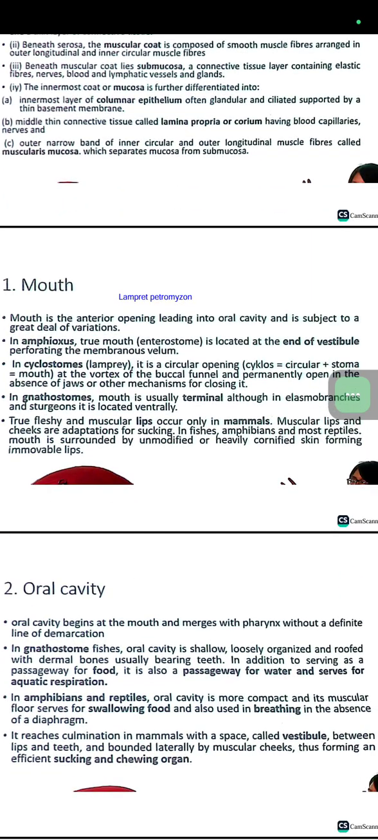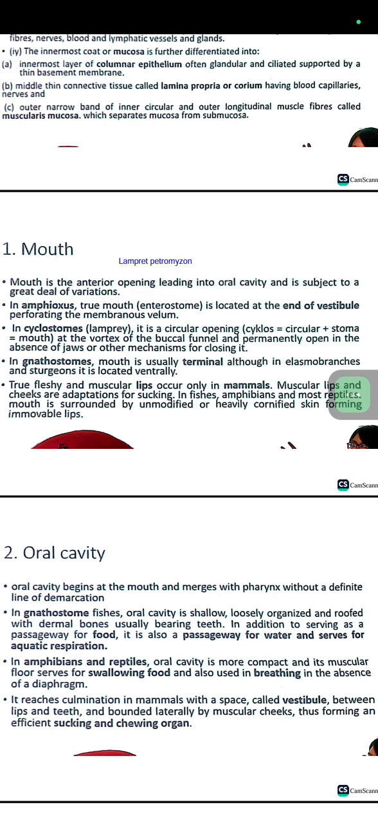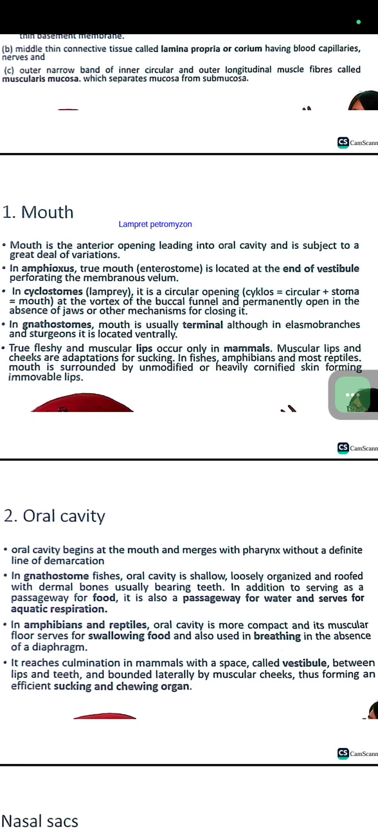Mouth. The mouth is the anterior opening into the oral cavity and is subject to a great deal of variation. In Amphioxus, the true mouth is located at the end of the vestibule, perforating the membranous velum. In cyclostomes, it is a circular opening at the vortex of the buccal funnel and permanently open in the absence of jaws or other mechanisms for closing it. In gnathostomes, the mouth is usually terminal, although in elasmobranchs and sturgeons it is located ventrally.